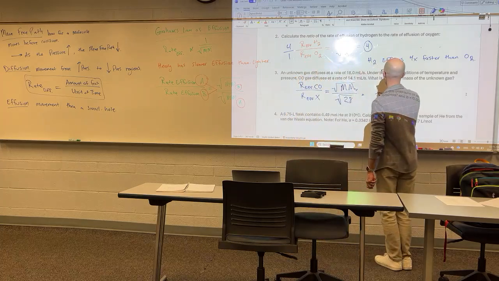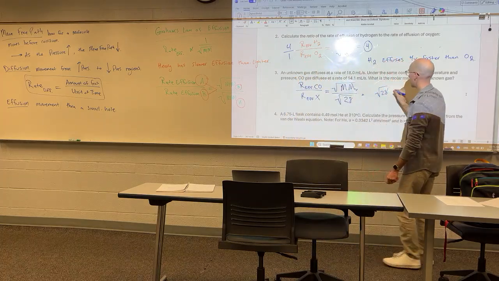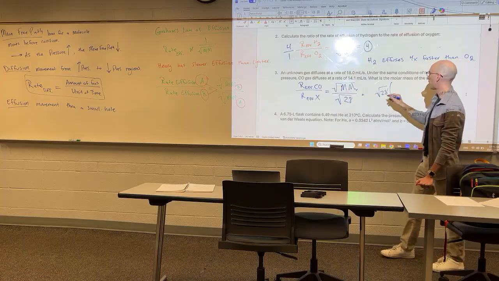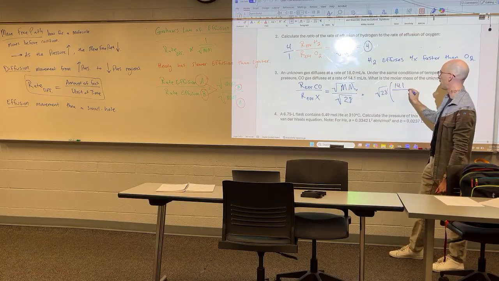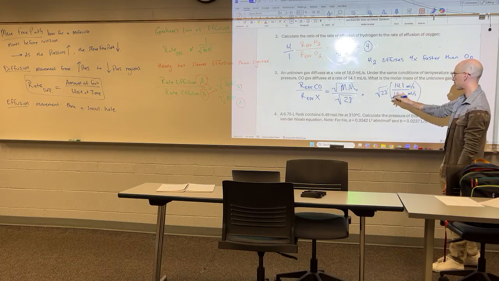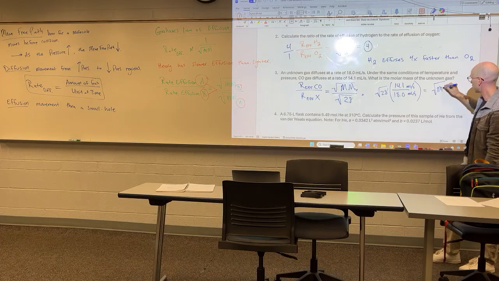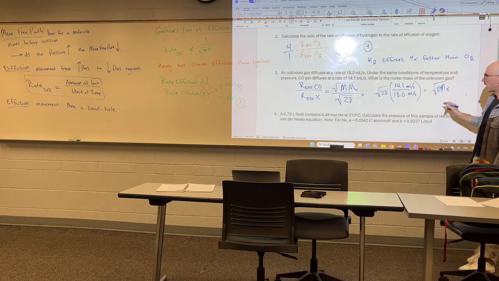So this is the square root of 28 times the rate of carbon monoxide, 14.1, over the rate of the unknown, 18.0. Units all cancel. Gives me the square root of the molar mass of my unknown.